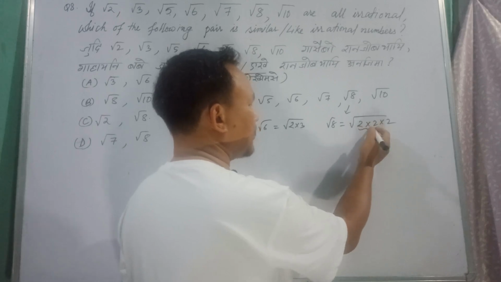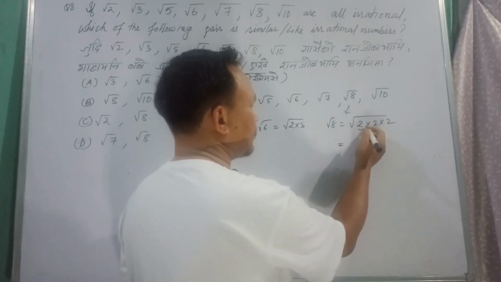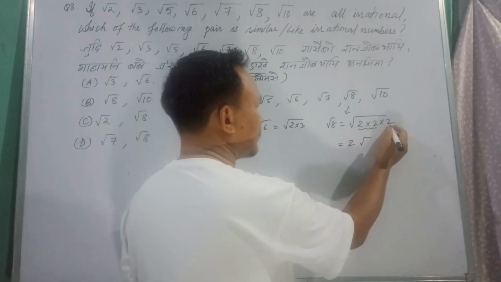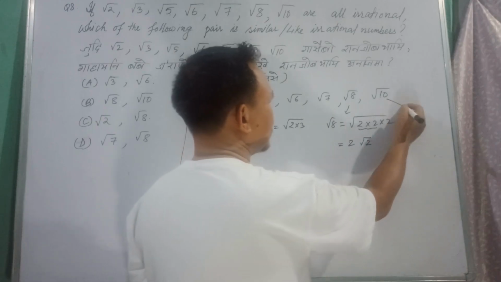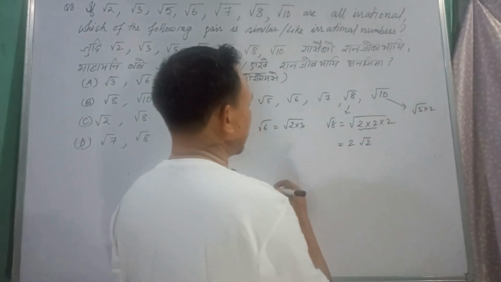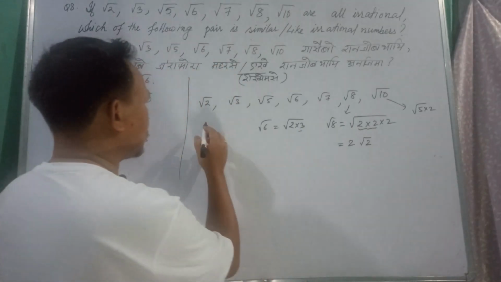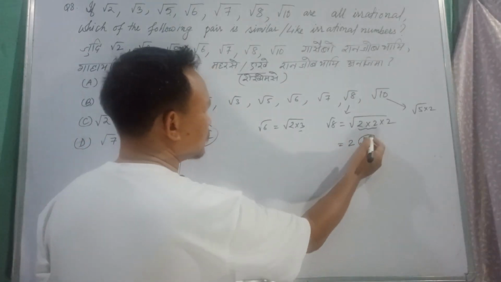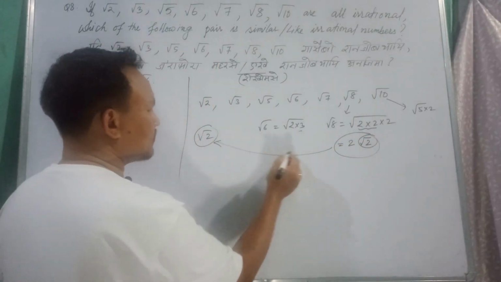So I will bring one 2 out from this pair. Okay. Root 2, what will be remaining? 2. And lastly there is a 10. 10 looks like 5 into 2, right? So this is not similar to anybody. But you see here there is a root 2 here. Root 2 is there, and there also there is a root 2. So root 2 and this is similar.